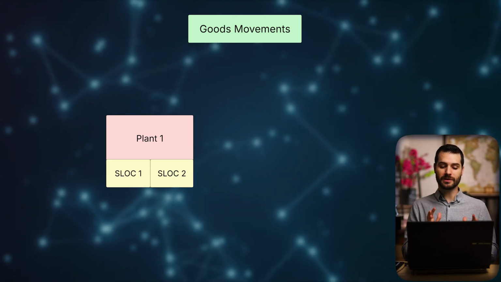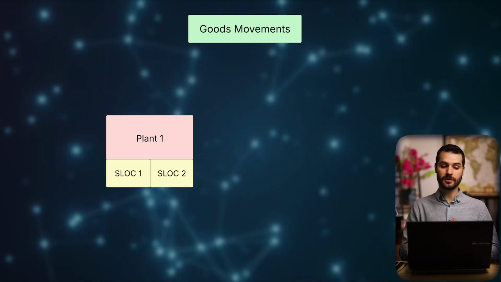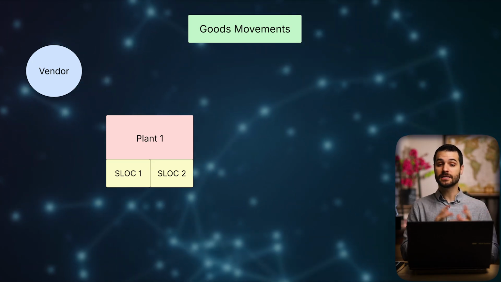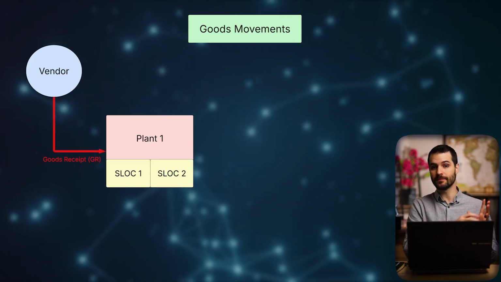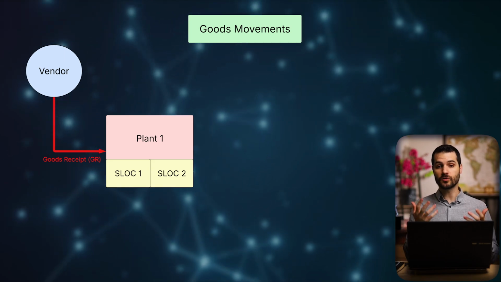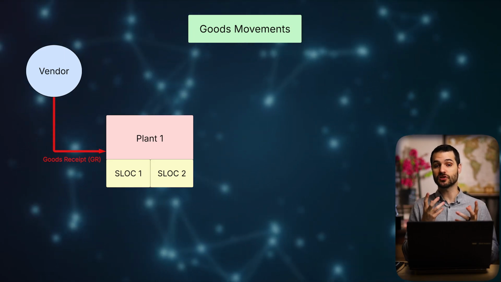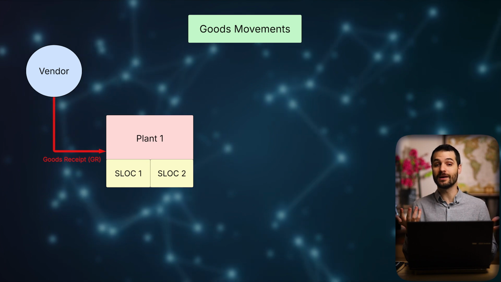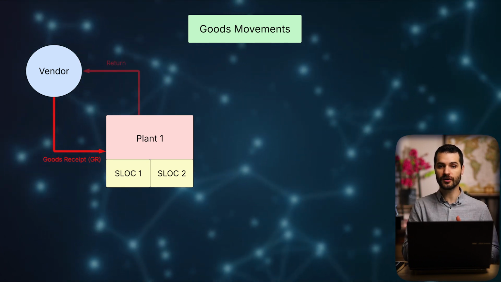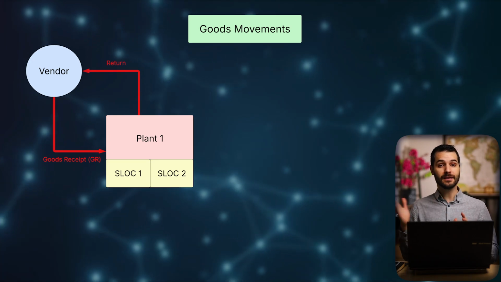So we can have our plant, and let's add a vendor up on top. And obviously we can have our vendors sending us some kind of goods. Let's say it's a widget. So we can have a goods receipt of those widgets. And then of course, let's say there's a circumstance where the widgets are defective or we didn't order the widgets in the first place. We can of course return things to our vendor.